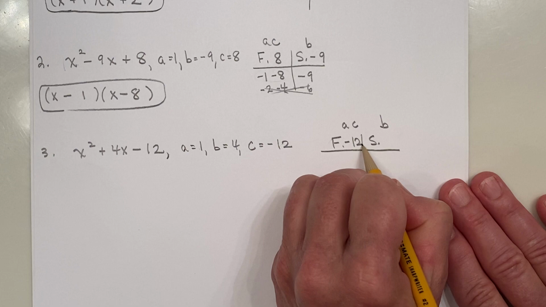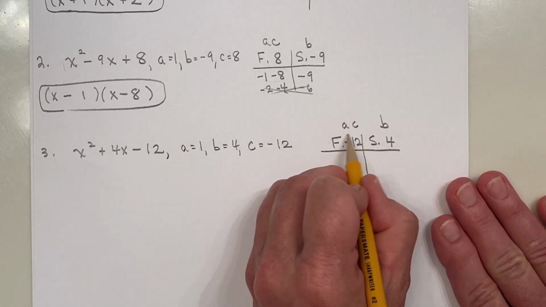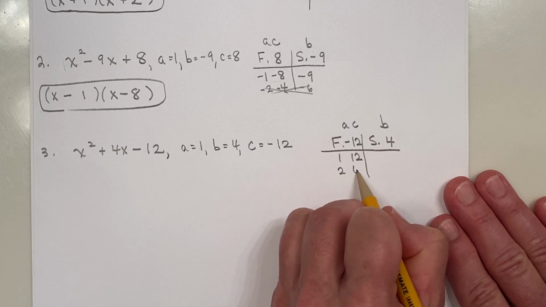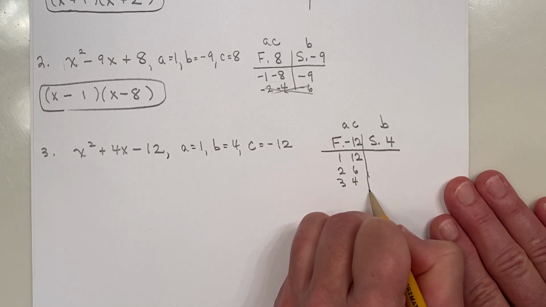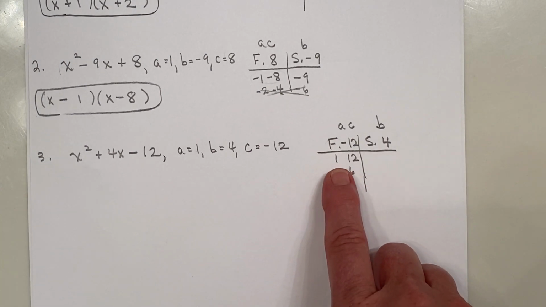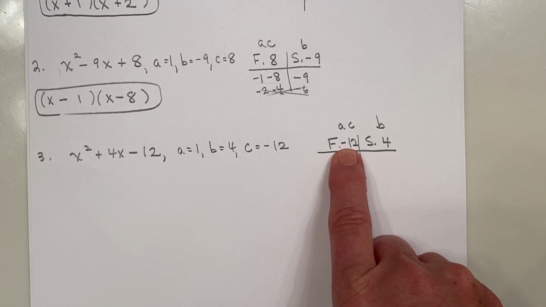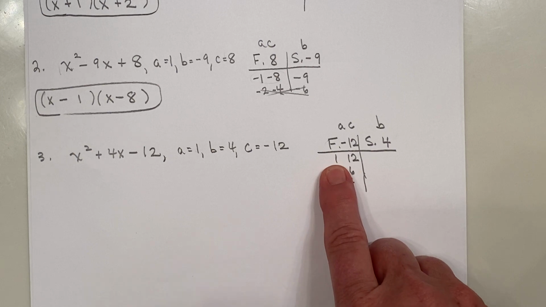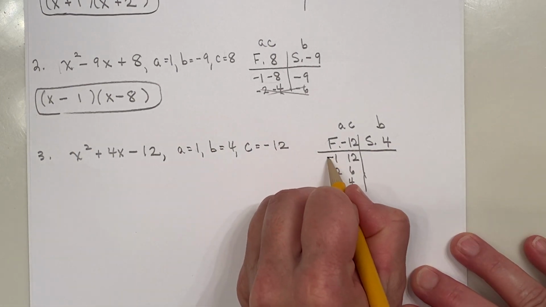Factors of -12 that sum to +4. Don't worry about the negative. Let's just get the factors of 12. So 1 and 12, 2 and 6, 3 and 4. One of these two factors has to be negative, but the sum has to be positive. So the smaller factor should be the -1.